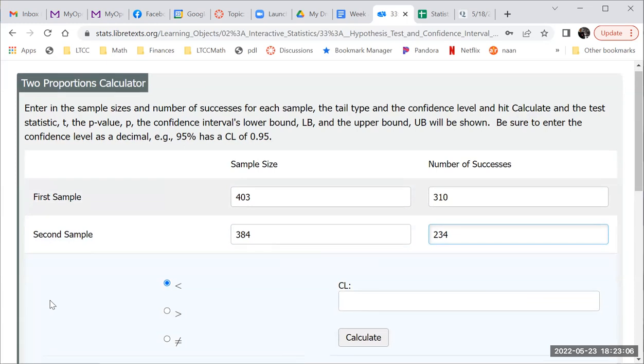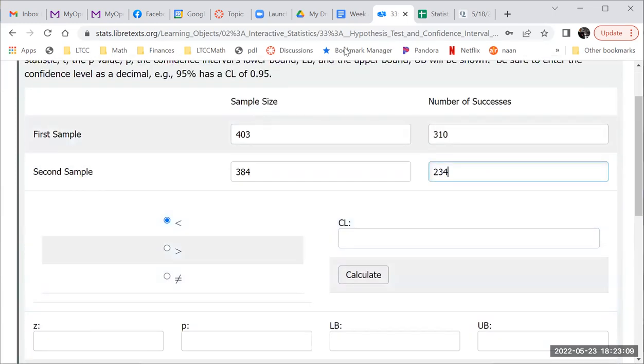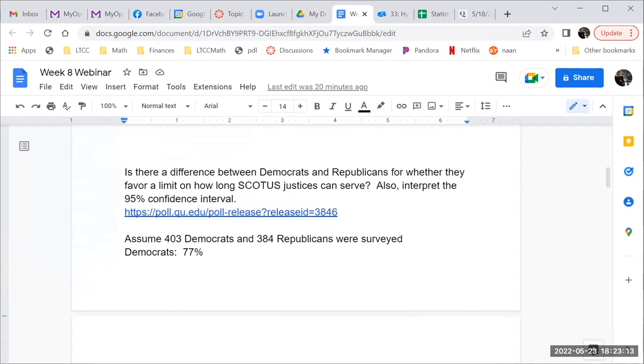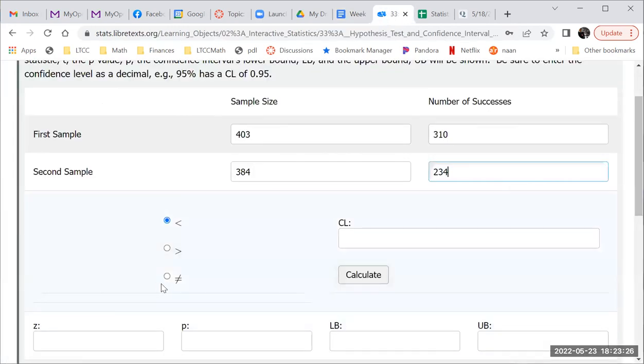Okay, we have to decide, is it less than, greater than, or not equal to? And again, that was over here. Notice, by the way, there's a keyword here, and that's difference. If you want to find out if there's a difference, that's a not equal to. Any questions on that? No. So I'm going to go to the not equal to and click on that.